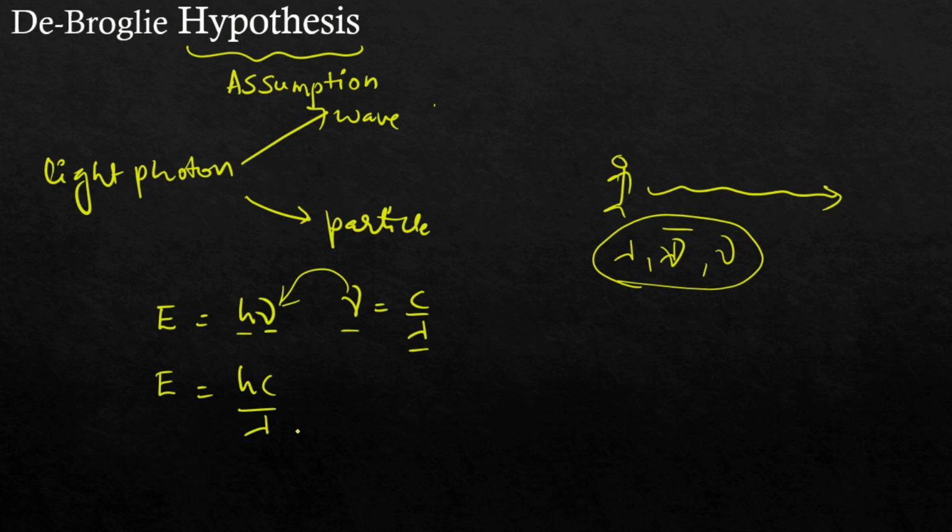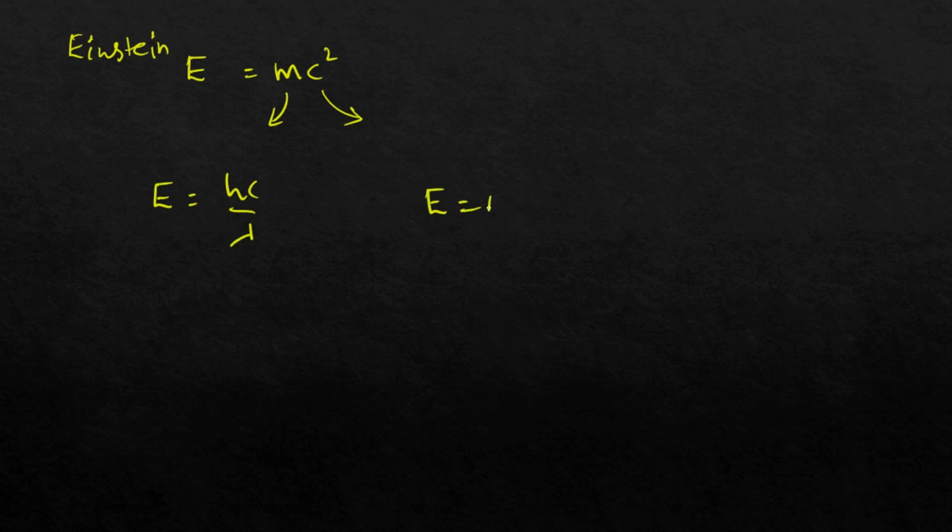This is according to Planck's. E is equal to hc by lambda according to Planck's. Then, according to Einstein, the energy of any object or particle E will be equal to mc square, where m is the mass of the object and c is the velocity. This is from Einstein. So for the wave, E is equal to hc by lambda, and for the object, E is equal to mc square.